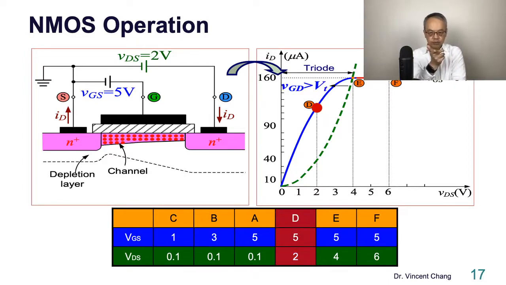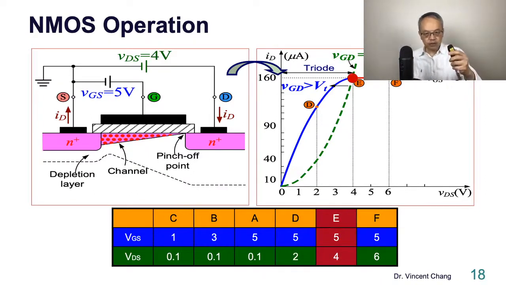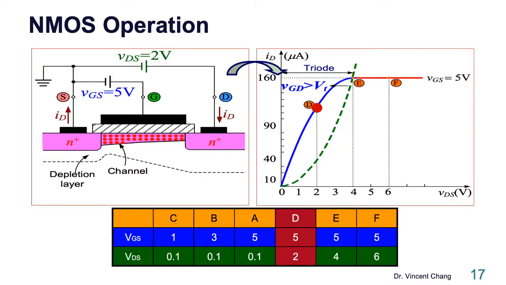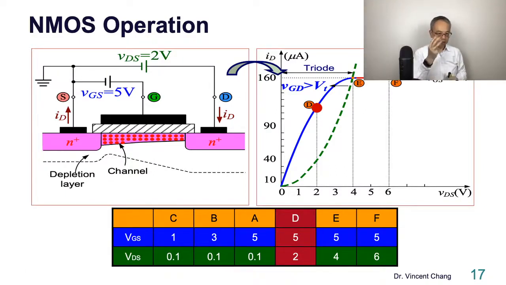Again, 5, 2, point D; 5, 4, point E. Let's go back. 5 minus 2 equals 3. I'm talking about VGD, the difference between gate and drain. Gate 5, drain 2. So 3. Look at the slide. VGD: 3 is greater than 1. VGD is greater than VT.